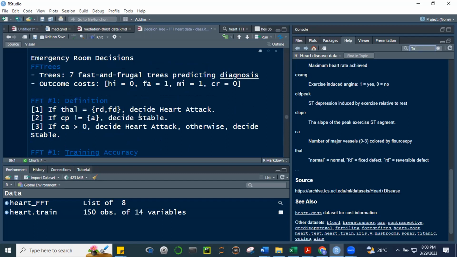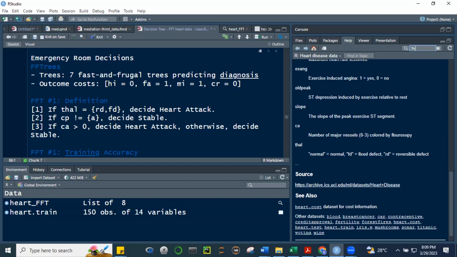So if you take a look at these 3 steps lang, if thal is equal to RD or FD, then heart attack yan. And then if CP is not equal to A, then stable yan. Ibig sabihin, pag A yan, si CP, heart attack yan. And then yung CA naman, if CA is greater than 0, then dapat heart attack siya. Number of major vessels, okay, colored by fluoroscopy.